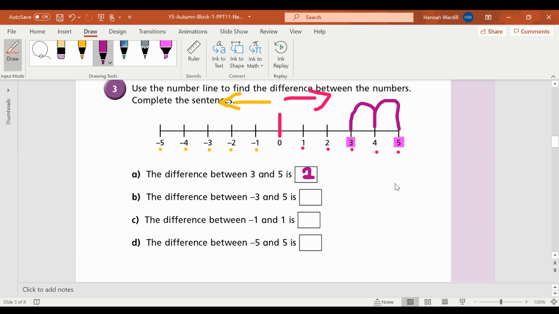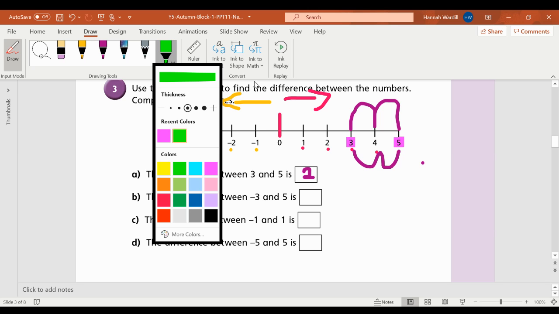It's quite easy when we've got our positive numbers here as well. We could do 5 minus 3, so counting backwards, 1, 2, 5 minus 3 is 2. So yeah, 2. Now B, the difference between -3 and 5.